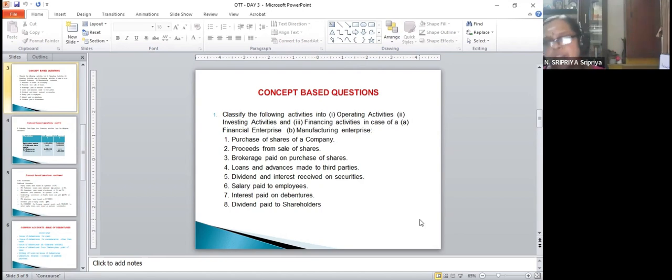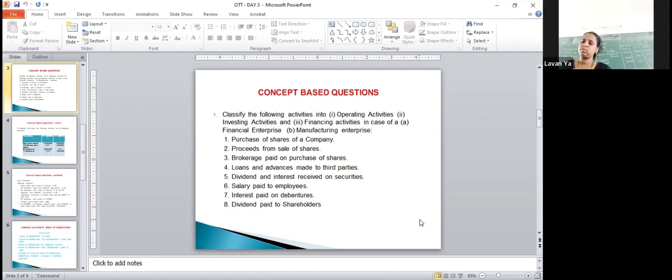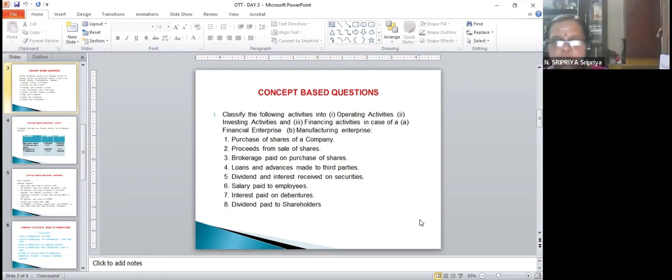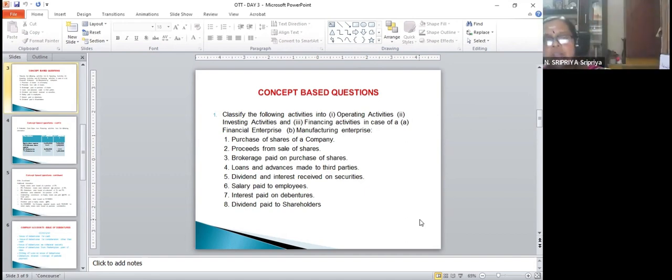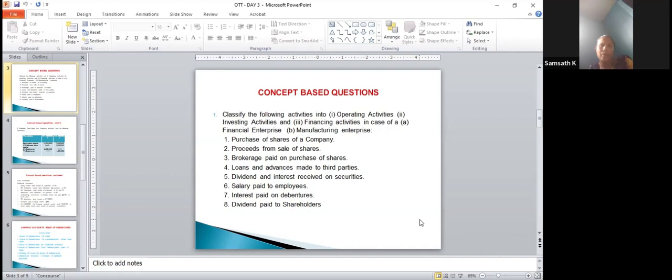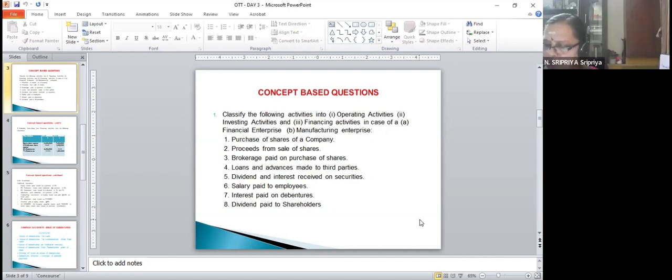For a manufacturing enterprise, purchase of shares of another company will be investing activity. Proceeds from sale of shares is also investing activity. Brokerage paid on purchase of shares is also investing activity. Loans and advances made to third parties is also investing activity. Dividend and interest received on securities is also investing activity. Salary paid to employees is a part of operating activity. Interest paid and dividend paid are a part of financing activity.